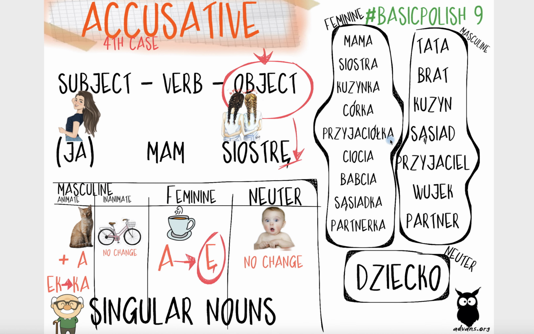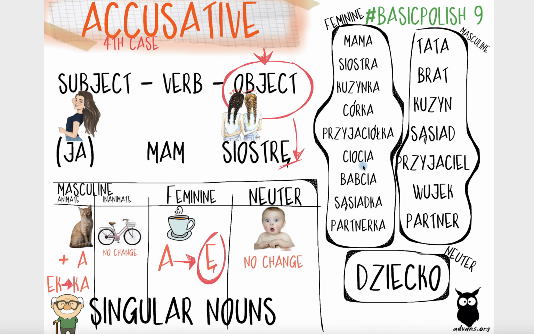Przyjaciółka. You know already that PRZ is pronounced psz, not pr, right? So przyjaciółka, female friend. So in order to say I have a female friend, mam przyjaciółkę. Yeah, mam przyjaciółkę.